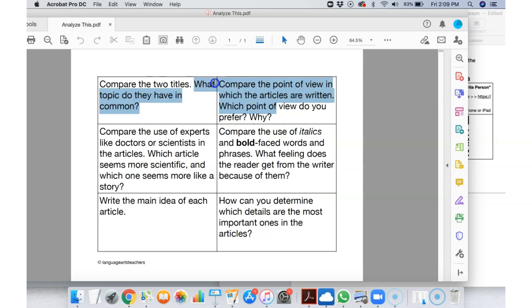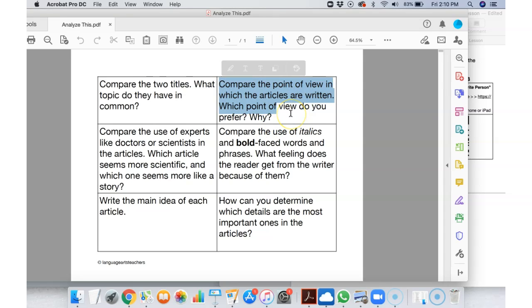All right. Next one is you can compare the point of view in which the articles are written. Which point of view do you prefer? And when we talk about point of view, we're talking about first person: I, me, us, we, ours. That's first person perspective, first person point of view. And when we're talking about third person point of view, we're talking about he, she, they, them, theirs, things like that. The articles are not written in the same point of view. And there's no right or wrong answer here. This is your opinion, but it's important for you to think about.